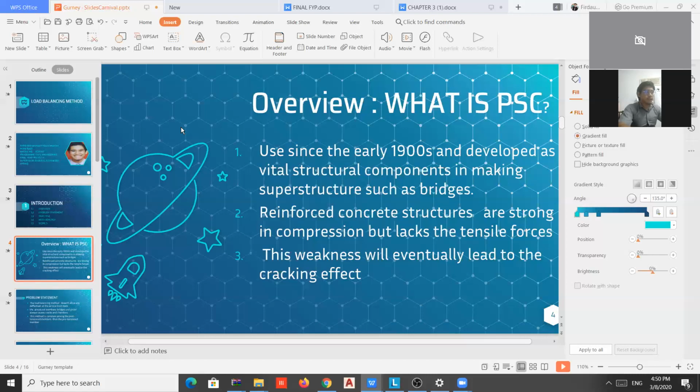If they still use the RC structure in making the superstructure, the lack of tensile strength will eventually lead to the cracking effect or chambering effect when the dead load is applied.